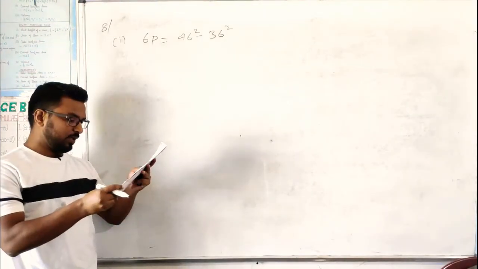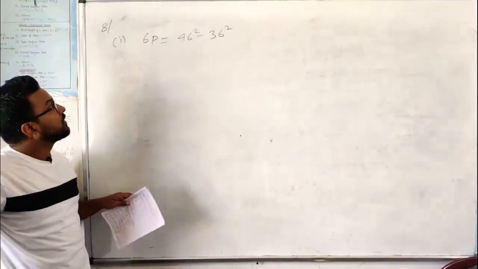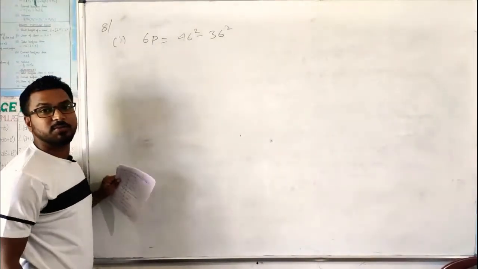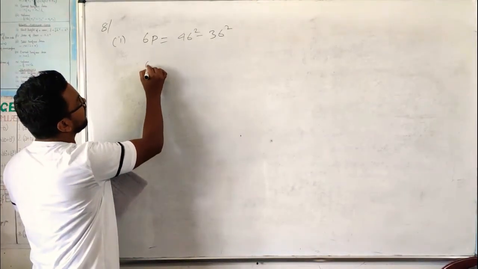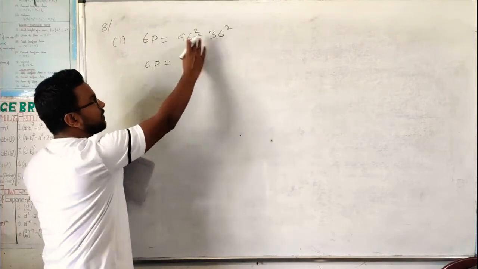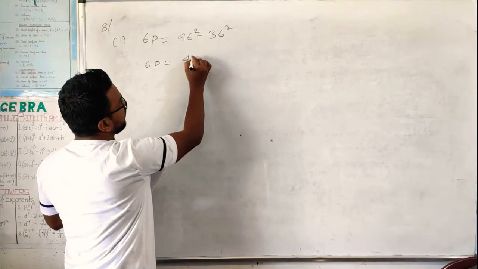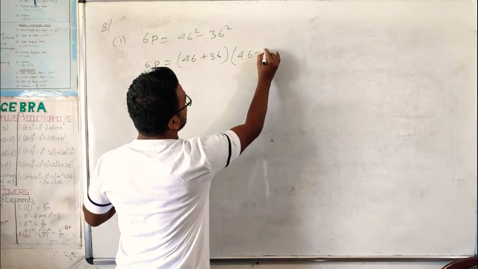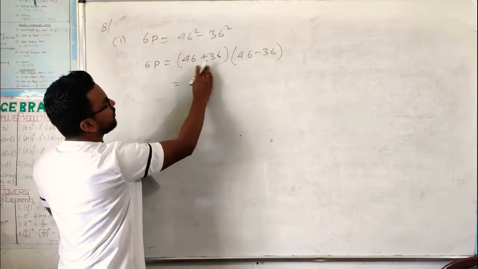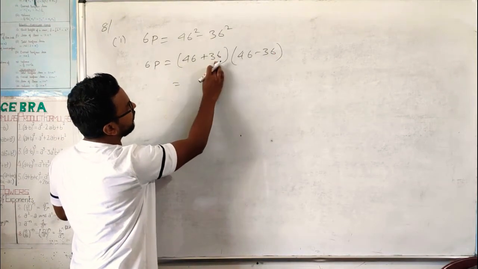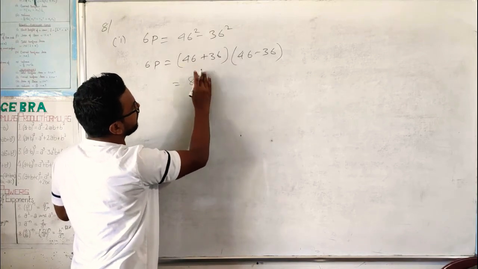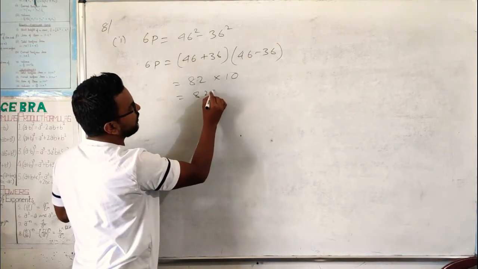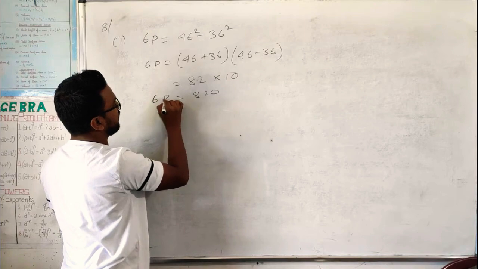Okay. Question number 8 is given. Find the value of P if 6P equals 46 square minus 36 square. So you know this will follow the a plus b, a minus b formula. So we'll convert that one in that form. I'm doing it directly. It will be 46 plus 36, and then next 46 minus 36. If you add, how much you will get? You will get 82 into, if you subtract, you will get 10. So it will become 820 by 6P.